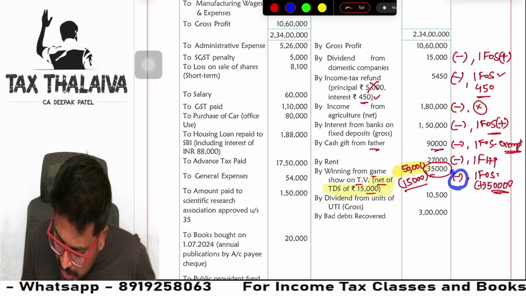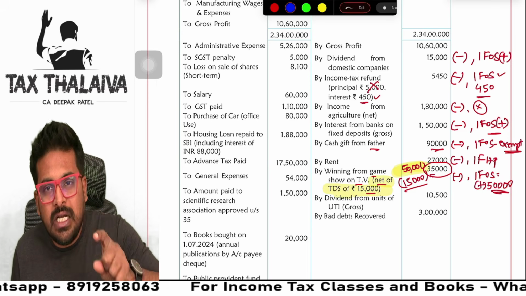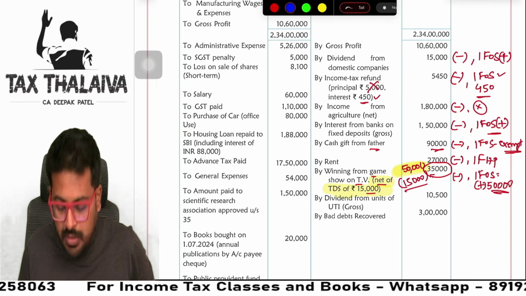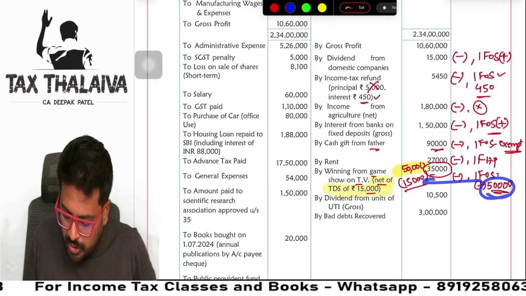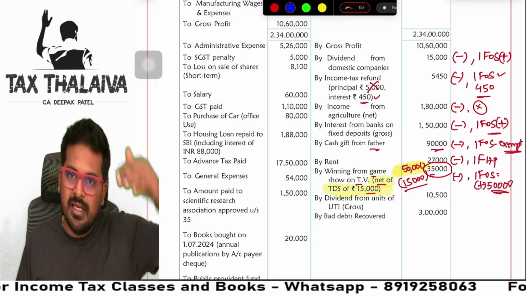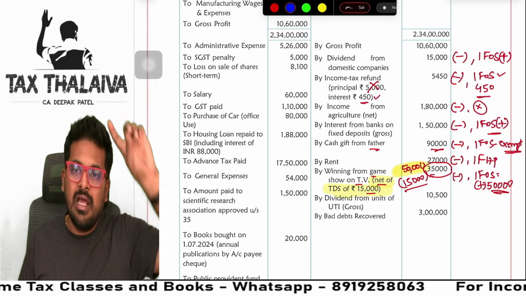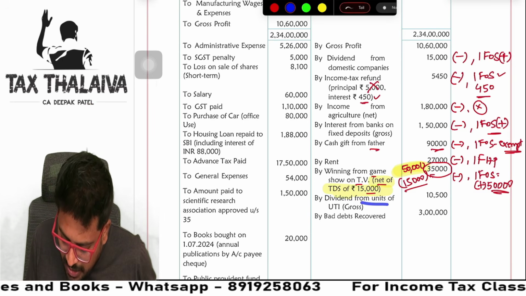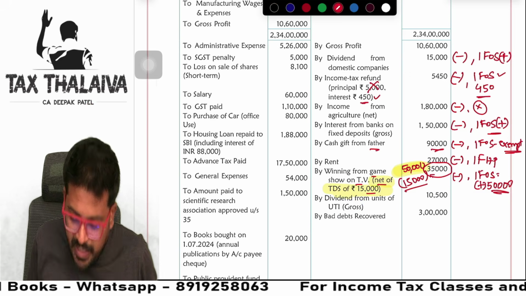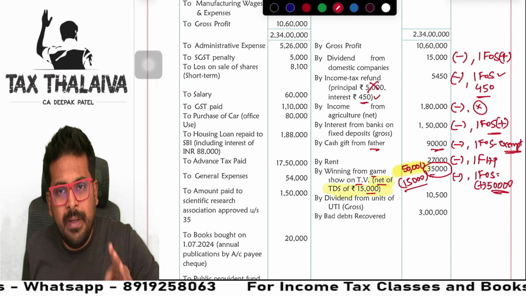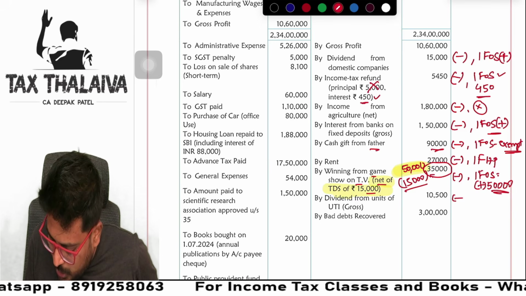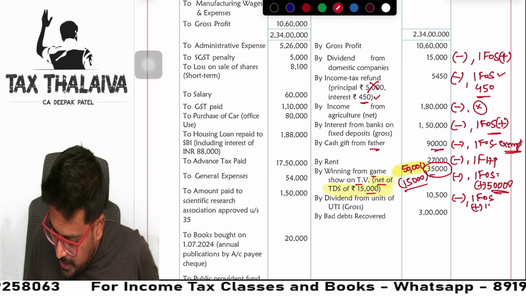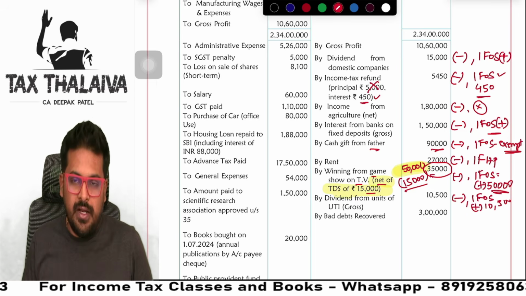Sir, why are we reducing here 35 only? Because you credited to profit and loss account only 35. That's why we are reducing only 35 here. But IFOS full 50,000 you have to offer it to tax. Then TDS credit you will get it later after you compute your tax liability. Next, dividend from units of UTI 10,500. Guys, dividend will be IFOS item. So I will reduce from here. I will go to IFOS and I will add 10,500 over there.